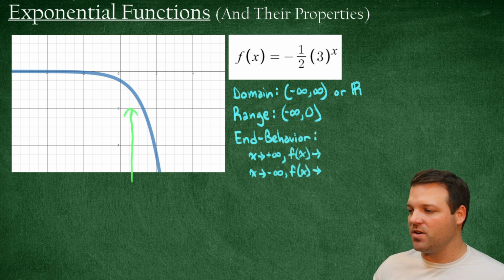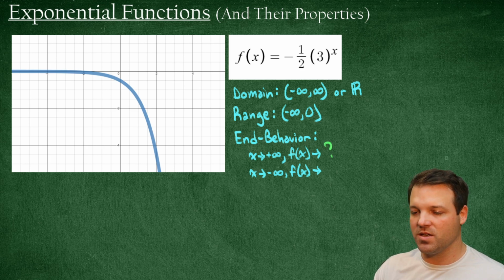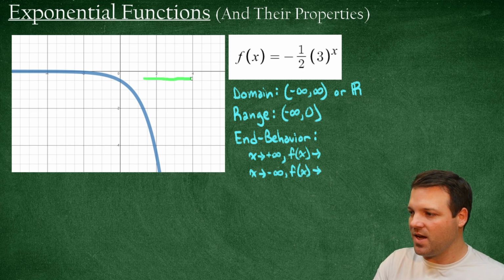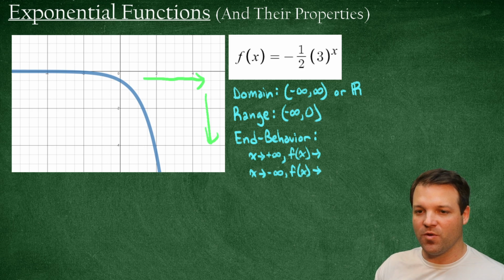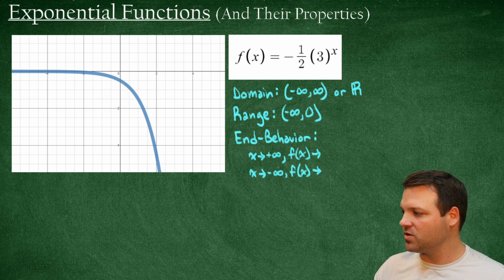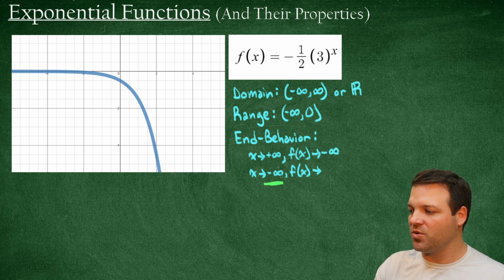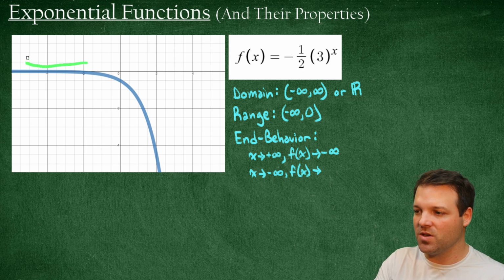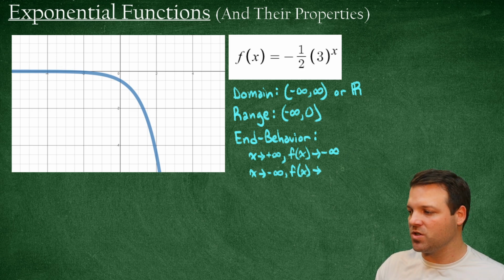The end behavior. So as x approaches positive infinity, what does the function approach? Well, in this case, as x goes further and further to the right, the y values go further and further down. So f of x will approach negative infinity. And as x approaches negative infinity, as we go left, left, left, what is the function approaching? In this case, it is 0.